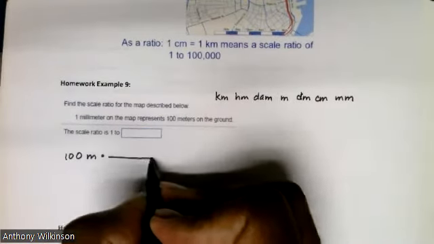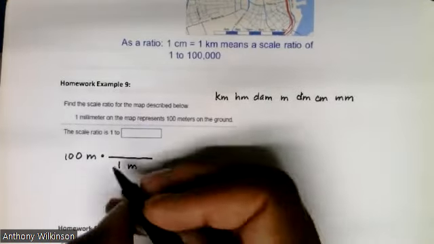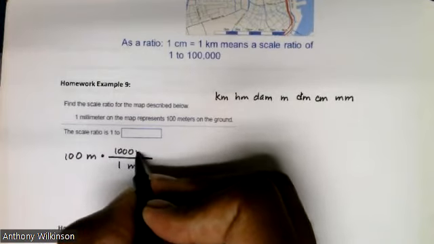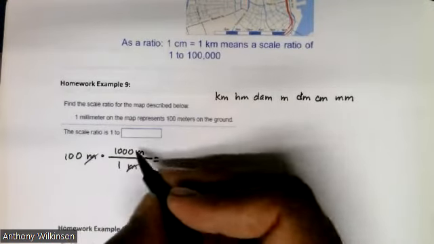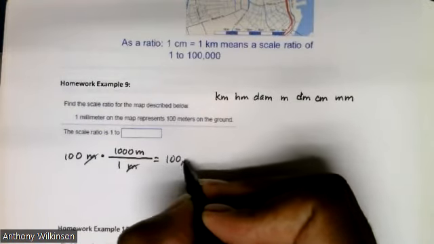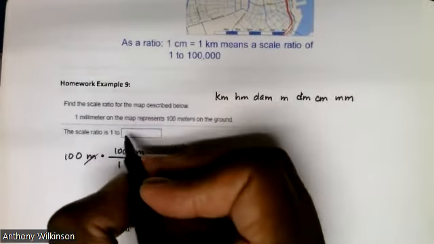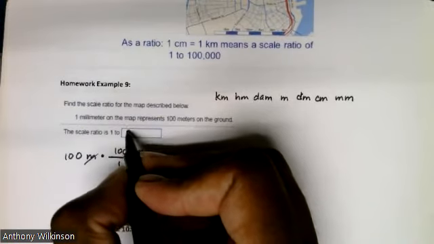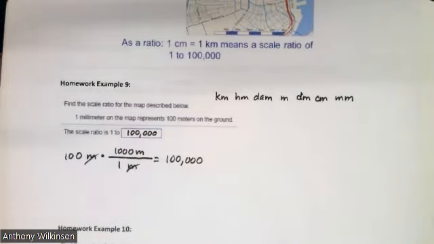So for every 1 meter, that's going to go in the denominator. We have 1,000 millimeters, and then your meters divide out. So that'd be 100 times 1,000, which in this case is 100,000. So the scale ratio in this case will be 1 to 100,000. Because the 1 is the millimeter, the scale ratio has to be the same, millimeters to millimeters.